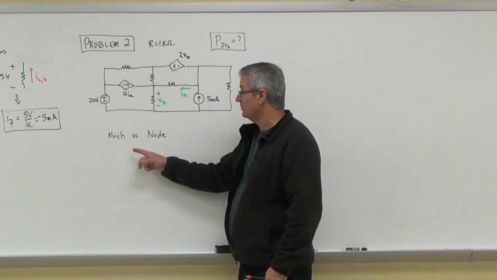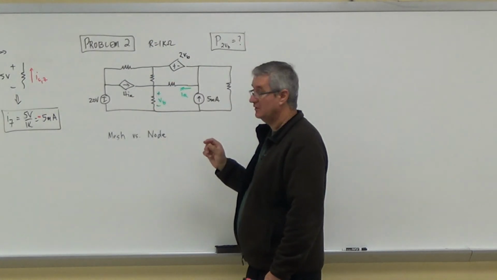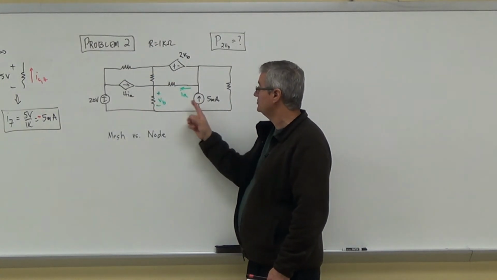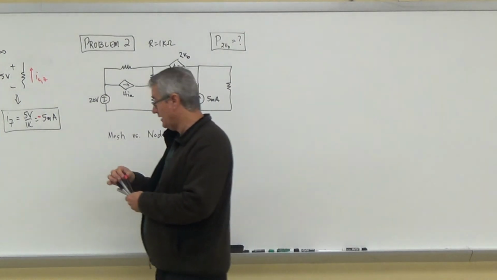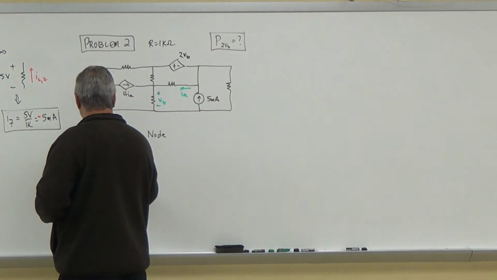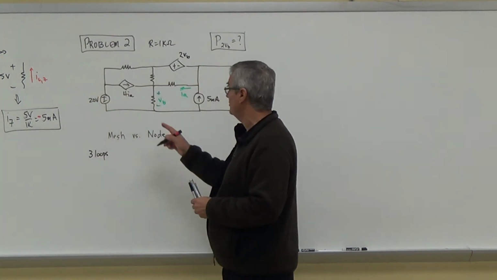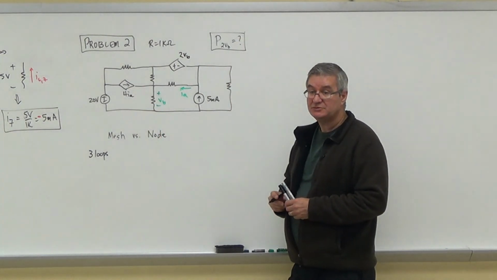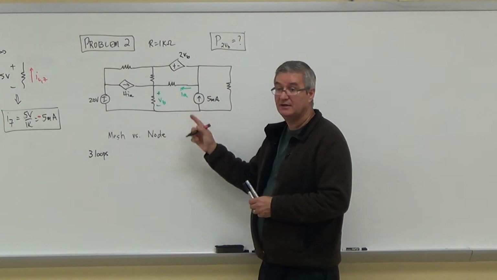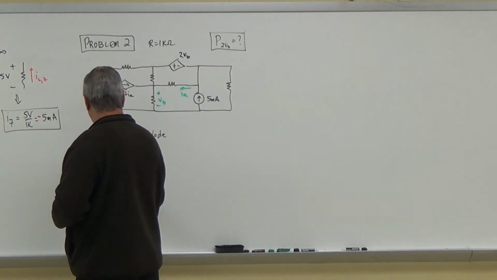Well, let's do the counting for mesh. If I do the counting for mesh, I got 1, 2, 3, 4, 5 loops. 5 loops minus 2 gives me 3 loops. So in the end, I have to have 3 loops. And then I ask, are any of these current sources super loops? The answer is yes. This guy and that guy. So I have 2 super conditions.